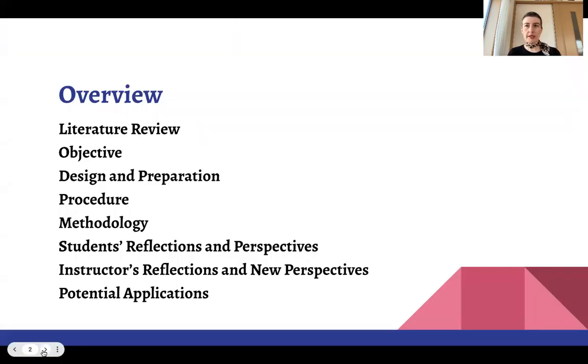We have an overview. We'll look at the literature review, objective, design and preparation, procedure, methodology, students' reflection and perspectives, instructors' reflections and new perspectives and potential applications.